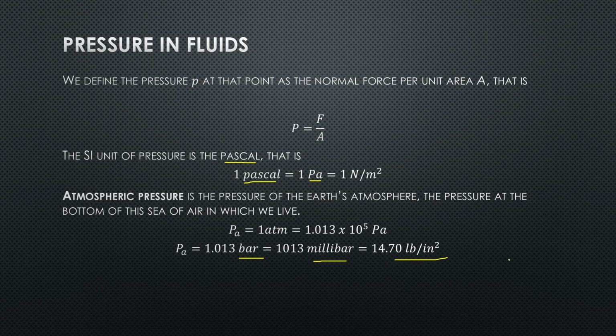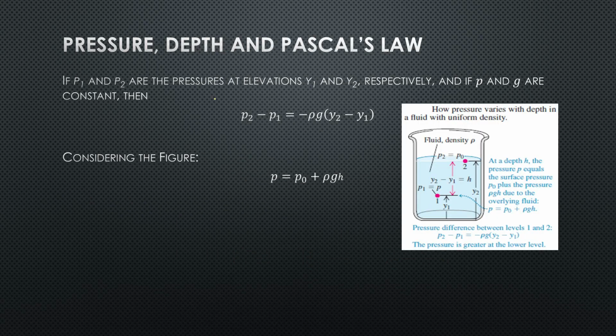English units. So pressure, depth, and Pascal's law. If pressure 1 and pressure 2 are the pressures at elevations y1 and y2 respectively, and if density and acceleration due to gravity are constant, that gives you pressure 2 minus pressure 1 equal to negative density, acceleration due to gravity, and the difference between the depths.